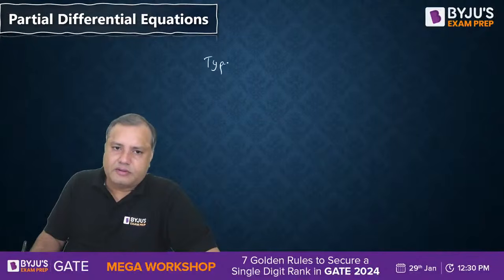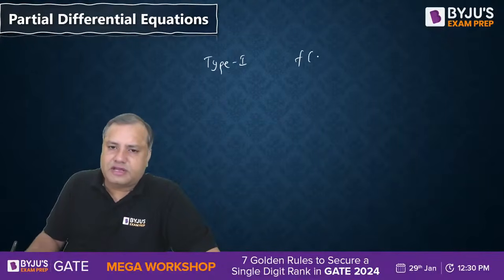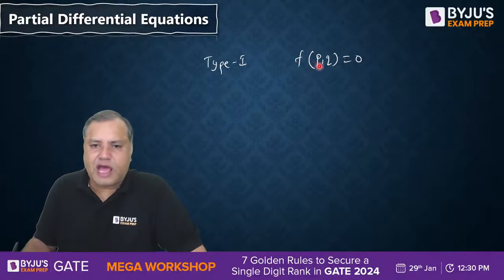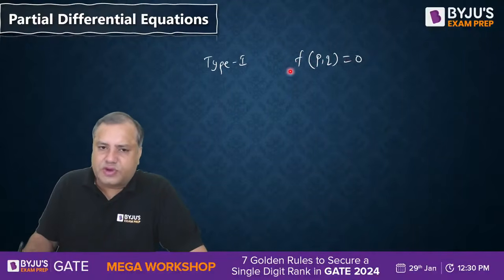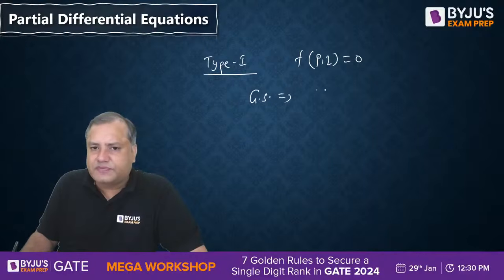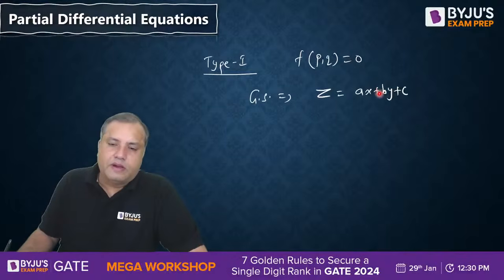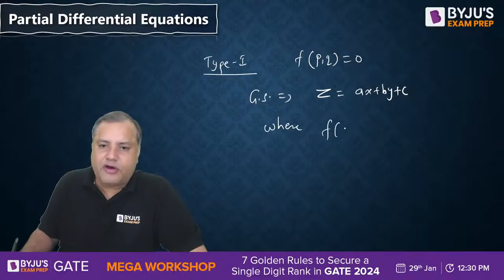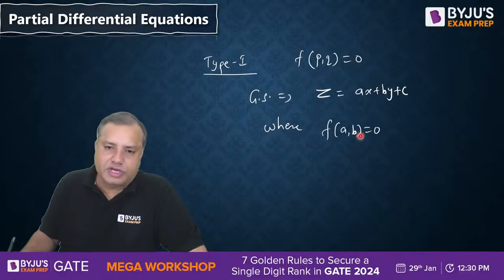Sir, once again, see here. In type 1, the differential equation will have only P and Q. Of course, it should be non-linear. As soon as you identify that it is a type 1 non-linear first order PDE, you can write its general solution straight away as z equal to ax plus by plus c. Now, a and b are related with each other by the relation f of a comma b equal to 0.